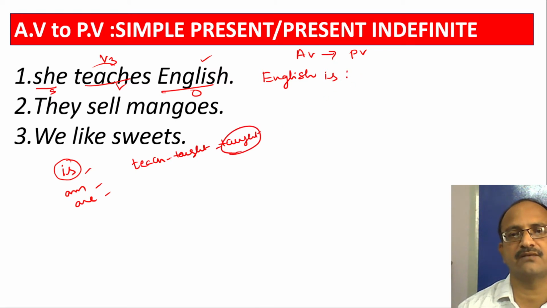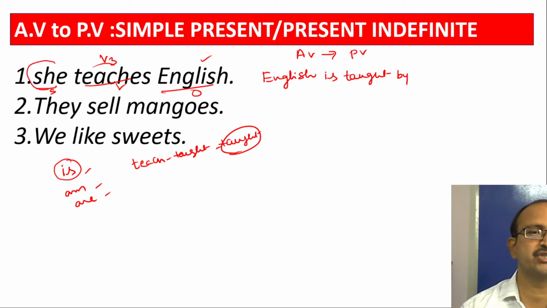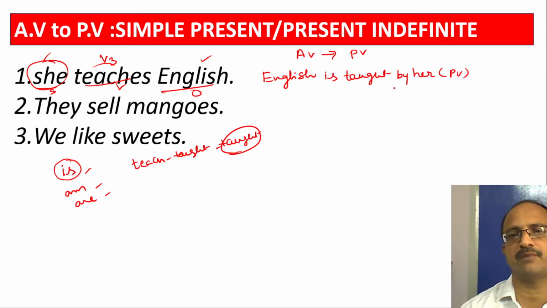So write only the V3 form in the passive voice, and after that write by. And then you go for this, she. Here she is the subjective case, but it turns into the objective case, so you must write her in the passive voice. This is how we change from active voice to passive voice. The given sentence is in simple present tense. You understand?